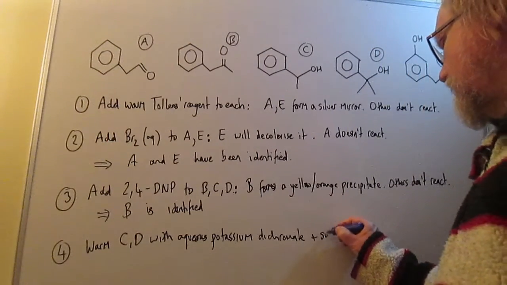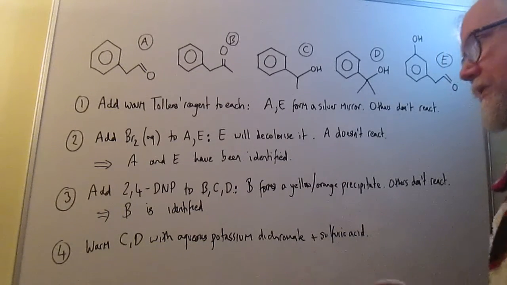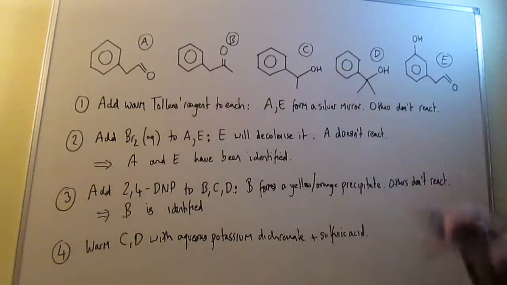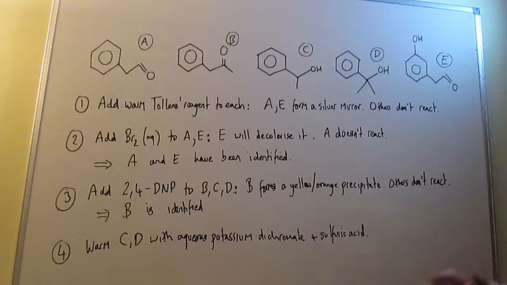So warm C and D with aqueous potassium dichromate and sulfuric acid. Okay, so that's the test, not just adding potassium dichromate. You're not going to get the mark for that. You've got to state what actually works, which is that. And that will oxidize C, but again, just saying it oxidizes or reacts, that doesn't count. You've got to say what happens.